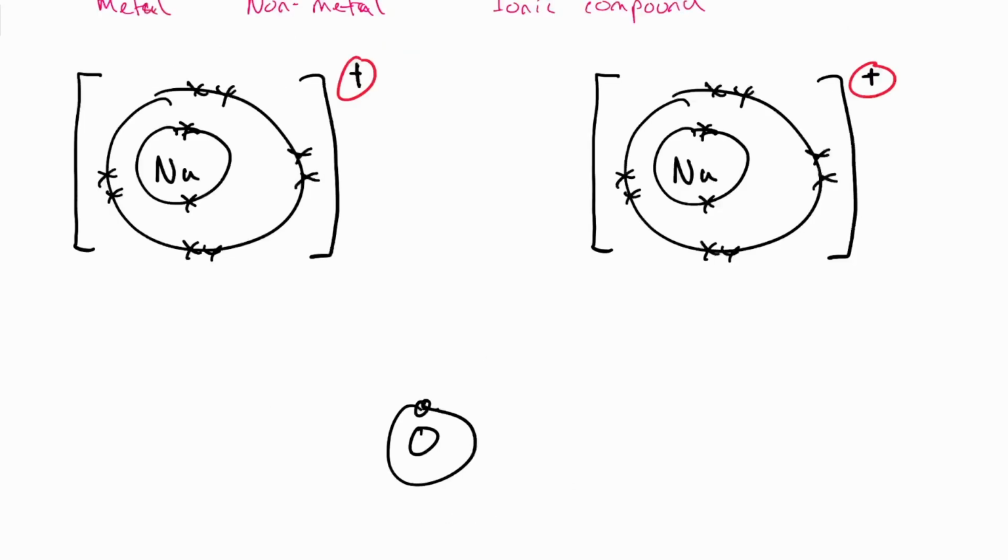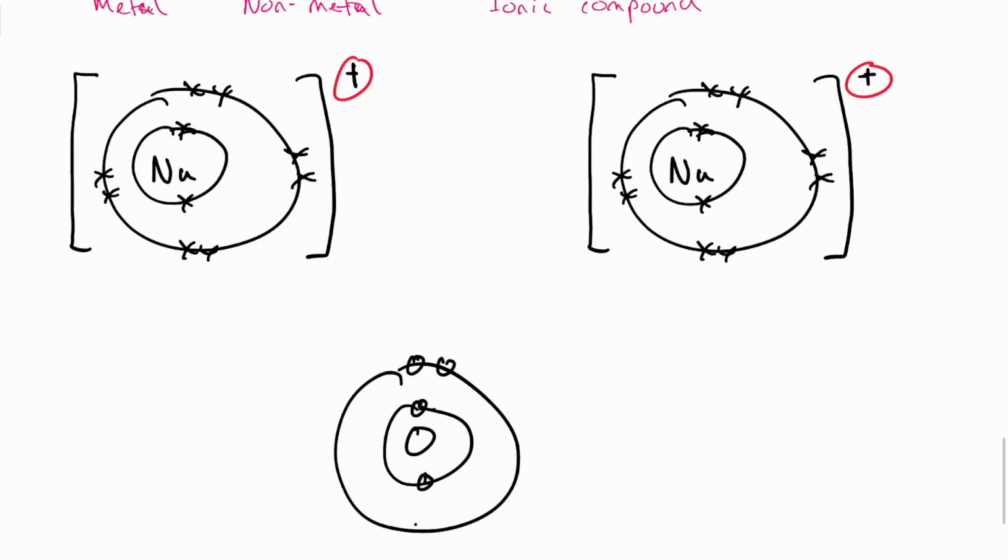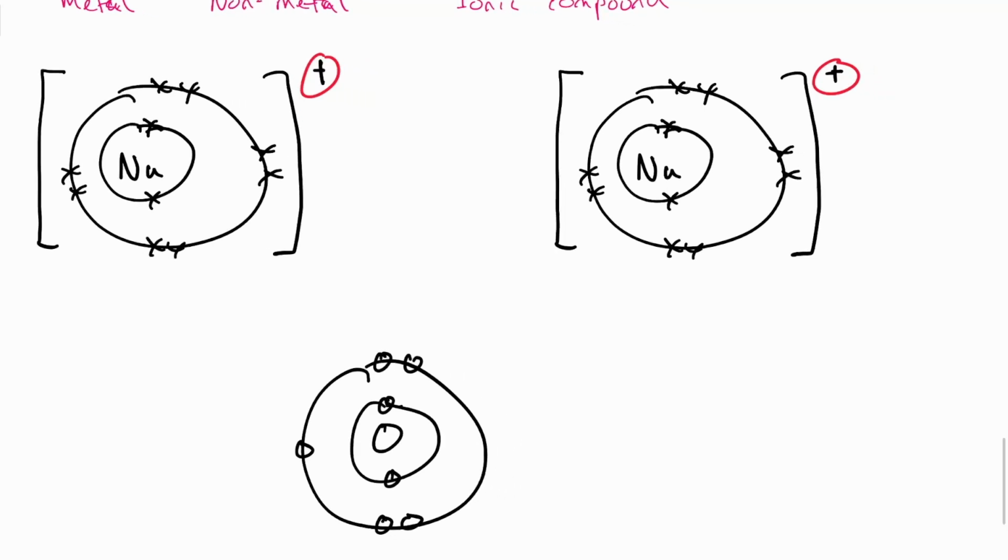Okay, let's add the dots on here. So it's got 2 inner shell, and then 1, 2, 3, 4, 5, 6. And the idea is then it gains 2 electrons, okay, because it forms a 2- ion.